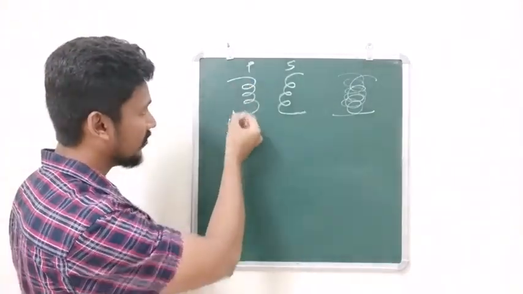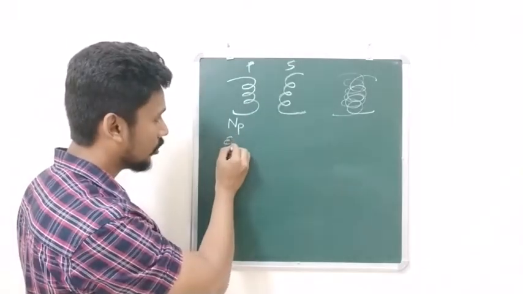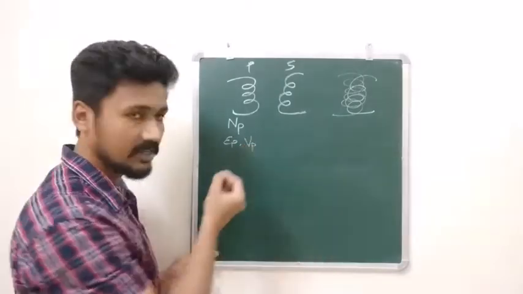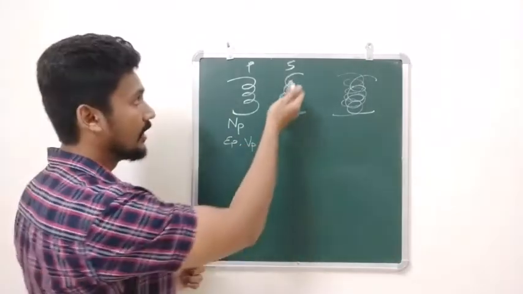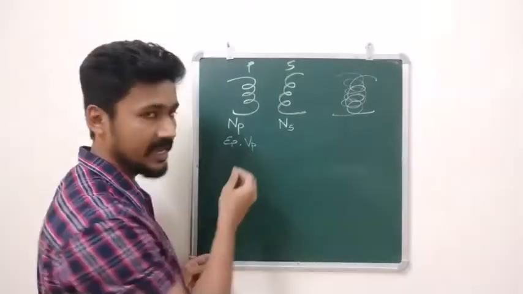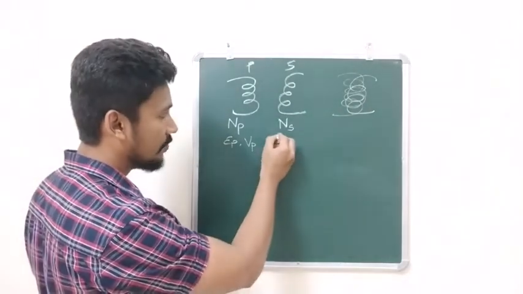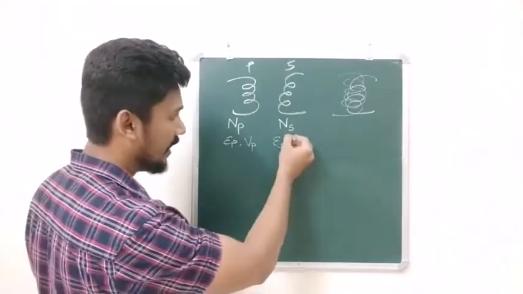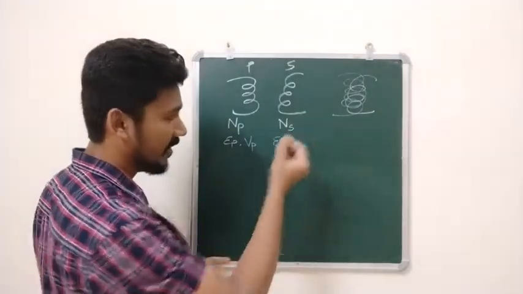And the EMF across the primary we are going to call EP, and the voltage across the primary we are going to call VP. Okay, simple to understand. Then the secondary coil: the number of turns is given by NS, the EMF is given by ES, which will be the induced EMF, and the voltage will be given by VS.